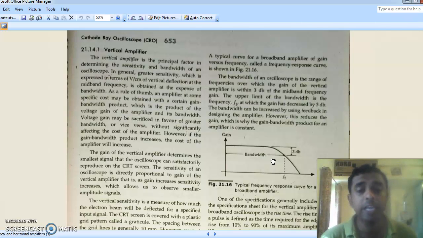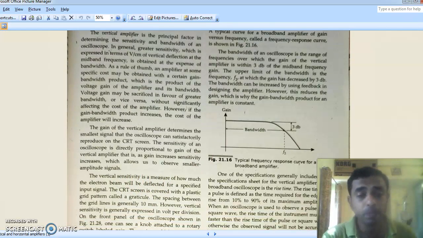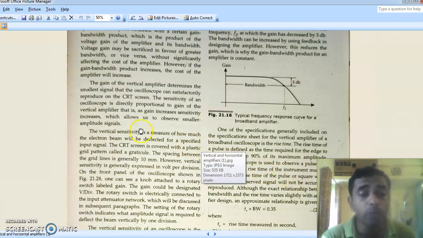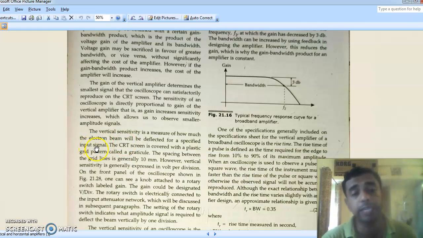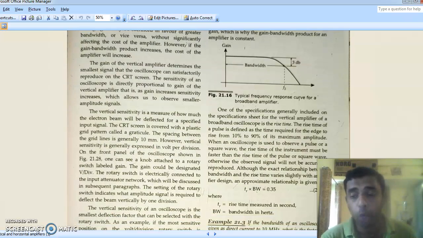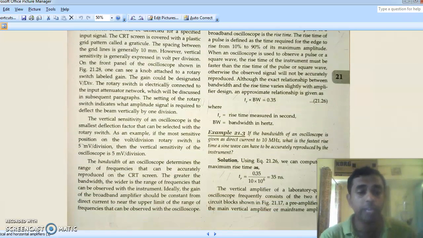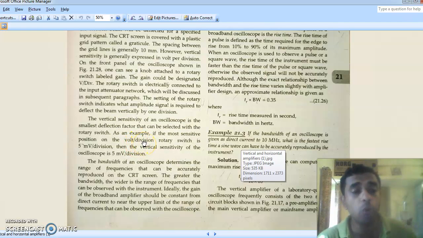And another thing is called the vertical sensitivity. What is vertical sensitivity? Vertical sensitivity is a measure of how much an electron beam will be deflected for a specified input signal. That is, how much an electron beam will be deflected for an input signal. See, of course, we have seen another knob called volts per division. We know that one complete block is 1 centimeter, and each minor division is 1 millimeter. Okay, so that is how it is labeled, but we always call it volts per division.